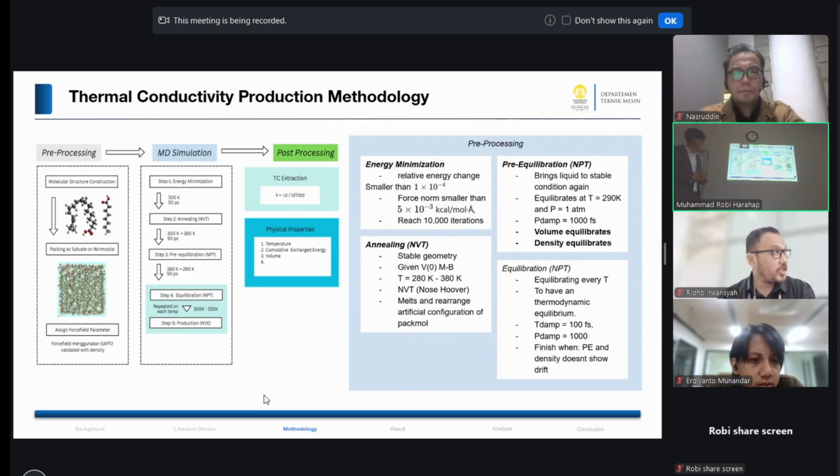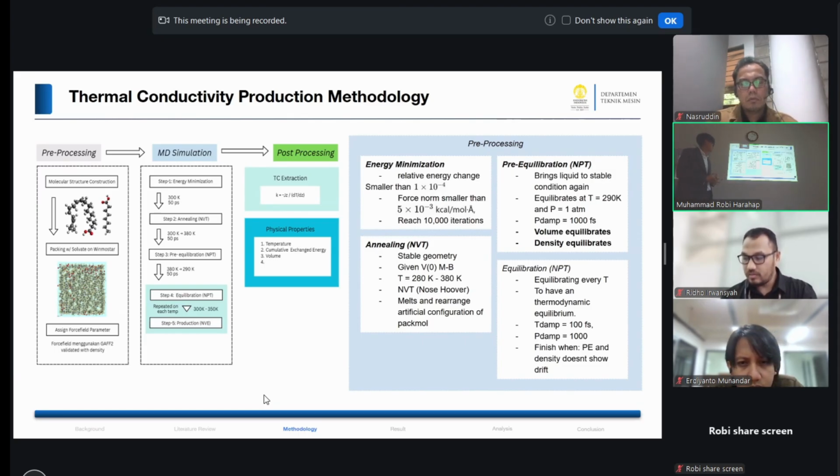For annealing, from a stable geometry from energy minimization, we give it an initial velocity. This initial velocity we generate using a distribution called Maxwell-Boltzmann, and then we alter the temperature from 280 to 380, and we use something called the Nosé-Hoover thermostat. What it does is basically melt and rearrange the artificial configuration from the solvating phase.